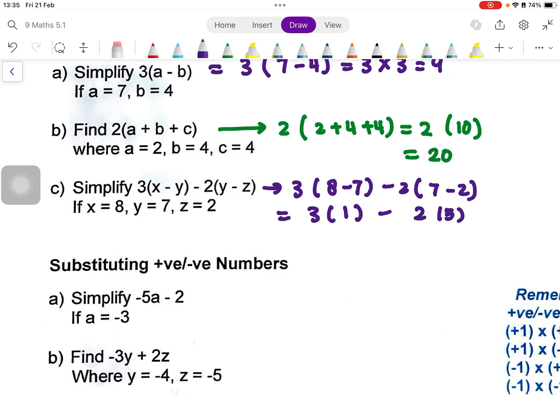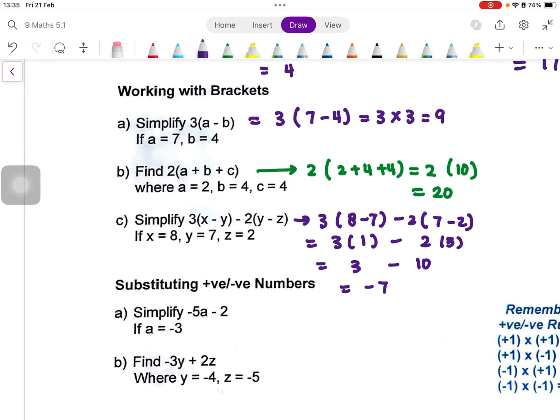So 2 times 5. 3 times 1 is 3. 2 times 5 is 10. So the answer is negative 7. So that is the answer to question part C.